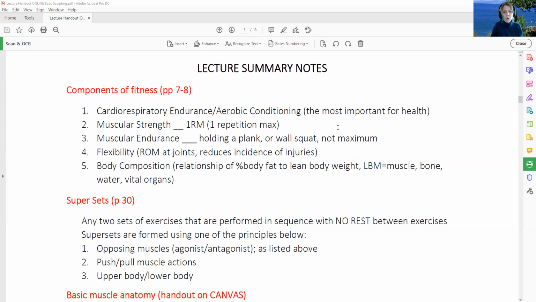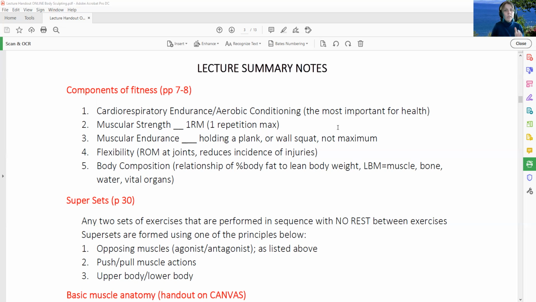So this is the most important component of fitness in terms of health. I want you to remember this because it is needed, or necessary, for our survival. When it comes to designing exercise programs for health reasons, I always recommend having it as the first item in your program, no matter what your goal is.